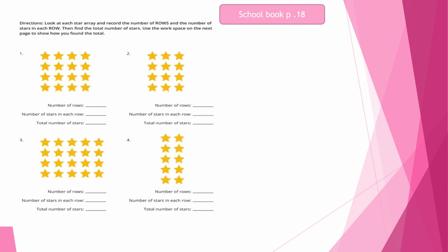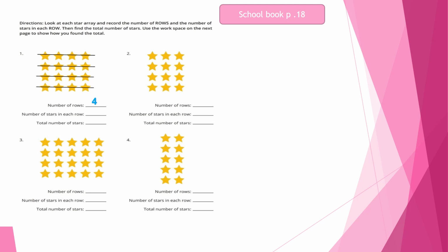Look at each store array and record the number of rows and the number of stores in each row. Then find the total of stores. Array number 1. In array number 1, how many rows do we have? Number of rows. We said rows are the items arranged in horizontal lines like this. Let's count rows together. 1, 2, 3, 4. So the number of rows, 4.